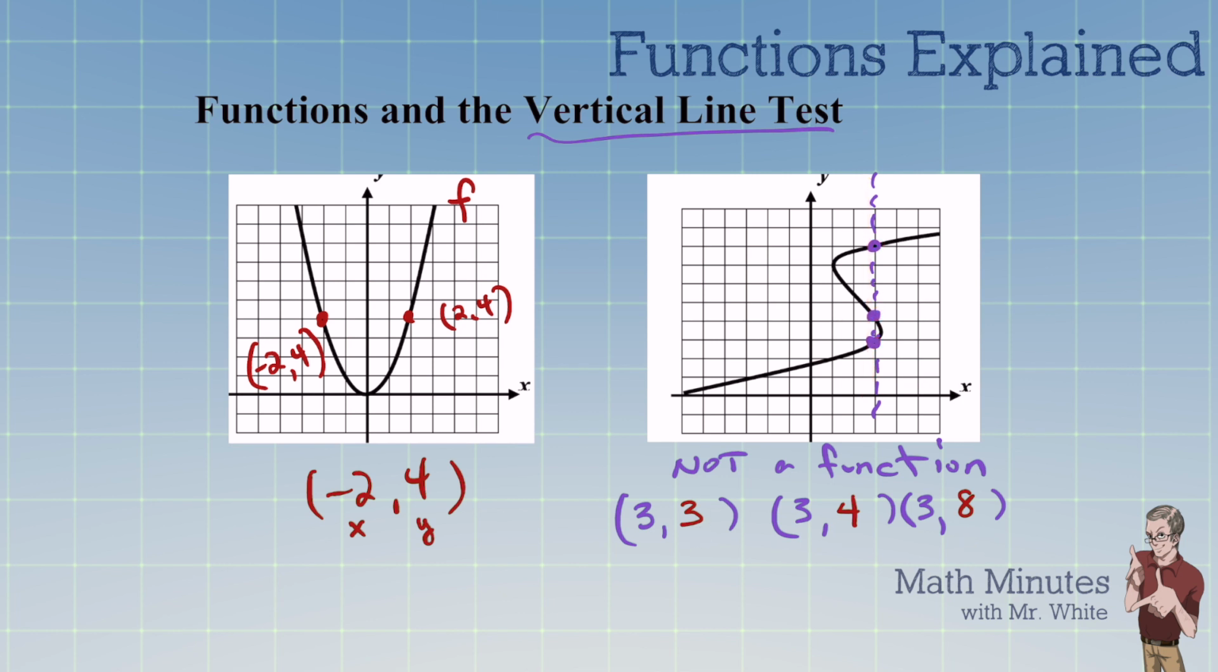Whereas the graph on the left, if I draw a vertical line, it only hits once. If I draw a vertical line anywhere, it only hits once. That's how you can spot graphically if you've got a function on your hands or not. It's called the vertical line test. So these x values are not allowed to repeat and get different outputs. So that's how you can spot, if you're just given some points, whether it's a function.